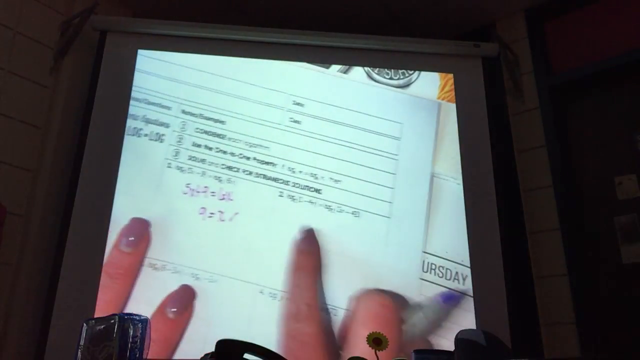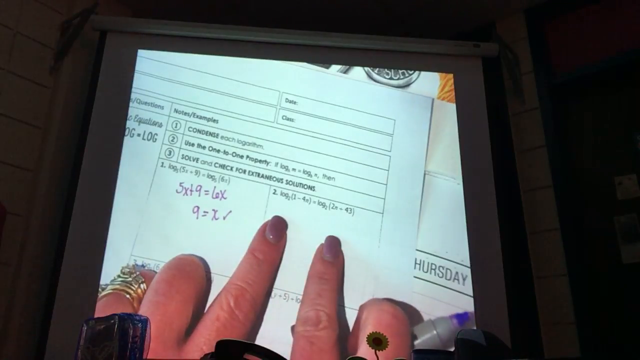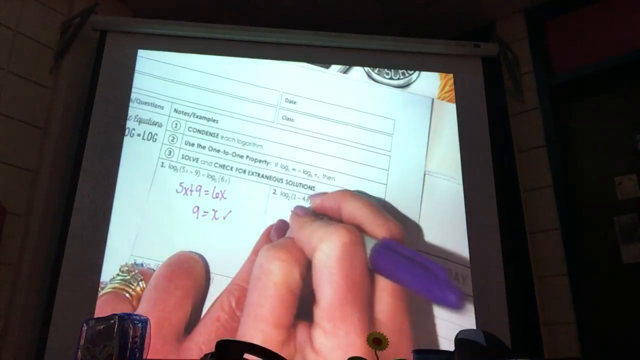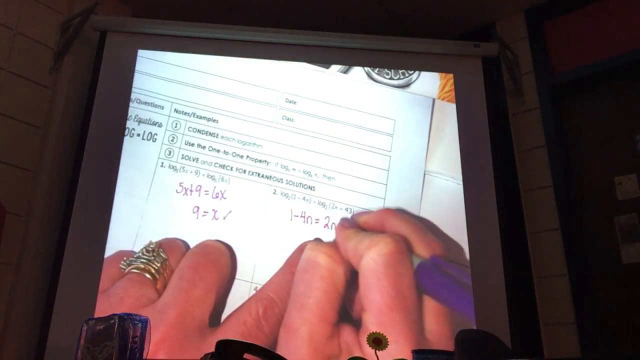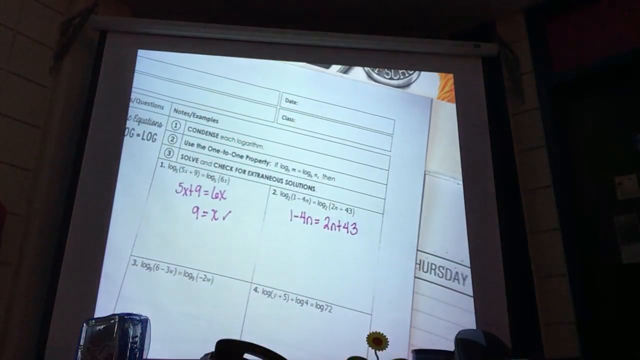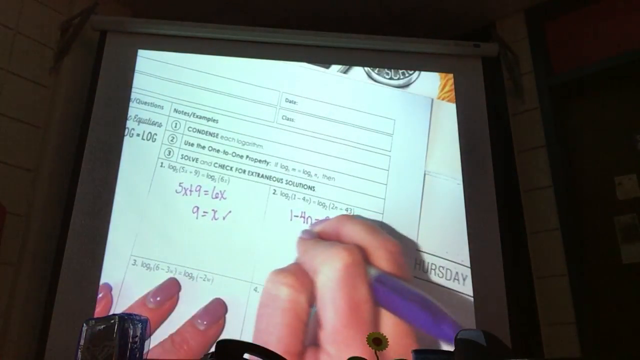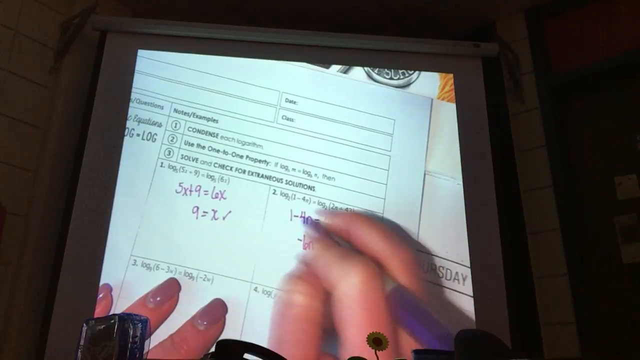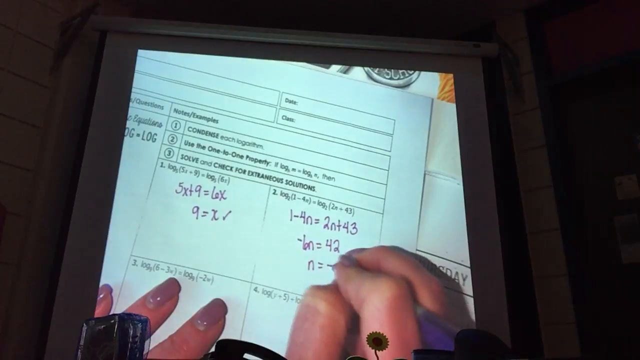All right, number 2. Can I set those equal to each other? Yeah. So I have 1 subtract 4n is equal to 2n plus 43. Can I solve this equation? Are we right back to solving equations, guys? All right, so subtract 2n and subtract 1. So n is equal to negative 7.